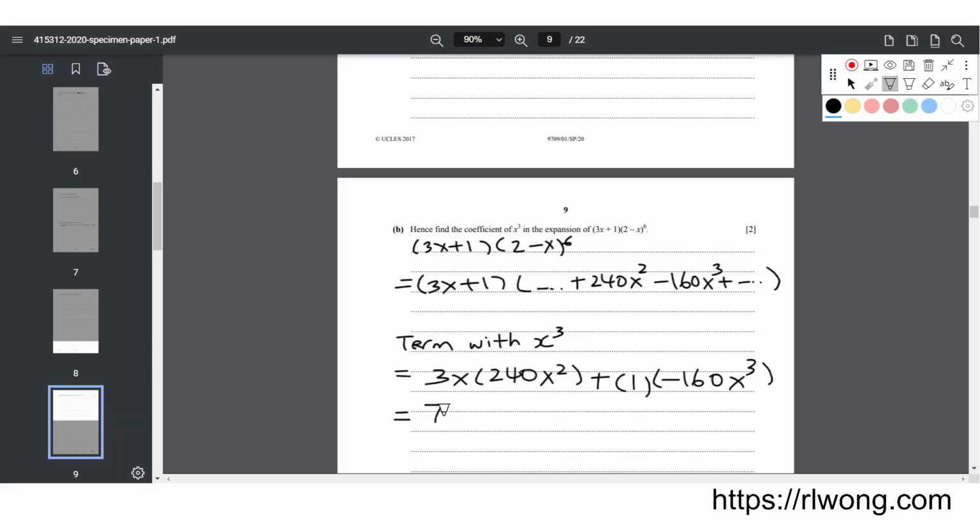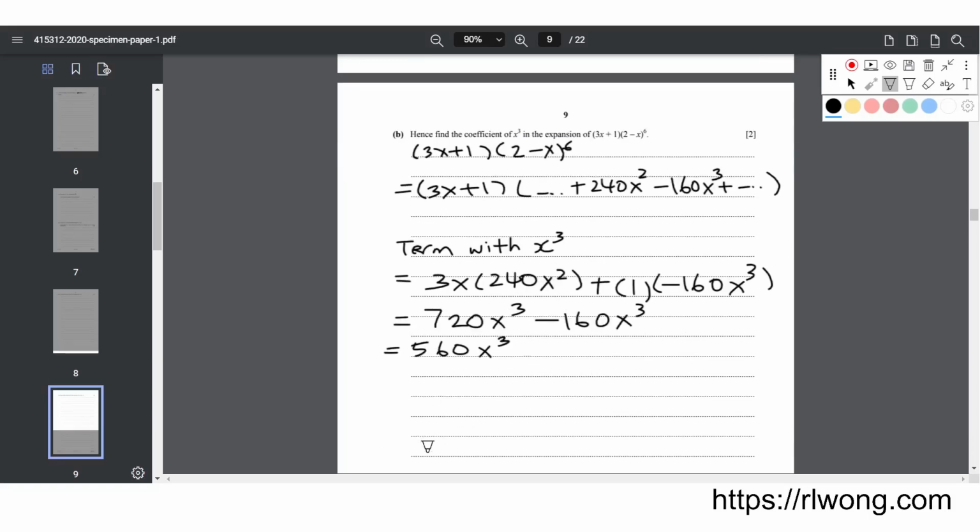So I'll have 720x cubed minus 160x cubed, which gives me a value of 560x cubed. Okay, and the question asks for the coefficient. So just write in the coefficient of x cubed, which is 560. Okay, so that is the answer for 6B.